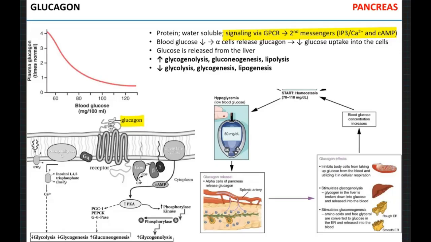Glucagon effects are opposite to insulin. If your blood glucose is low, glucagon will stimulate glycogenolysis, breakdown of glycogen, gluconeogenesis, synthesis of glucose from scratch, and lipolysis, breakdown of fat, inhibiting the opposite processes. So the processes that are stimulated will lead to the increase in blood glucose.